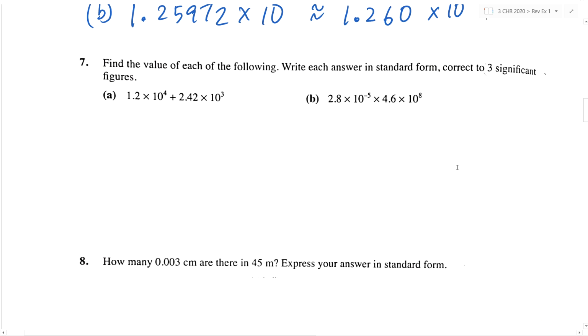Now question 7. Calculator work again. So the first answer will be 1.442 according to my calculator times 10 to the power of 1, 2, 3, 4. And they want it in 3SF. Round it off, 1.44 times 10 power 4.